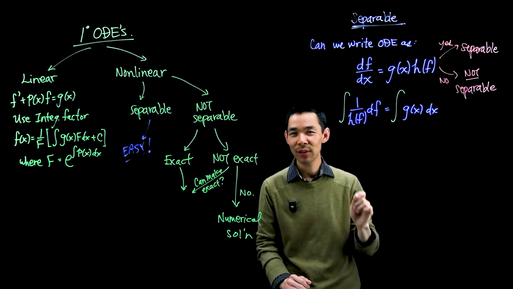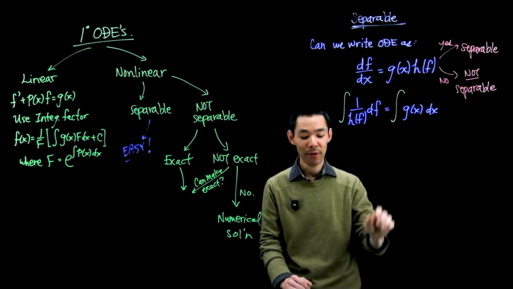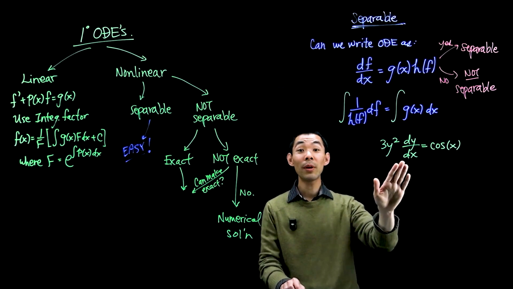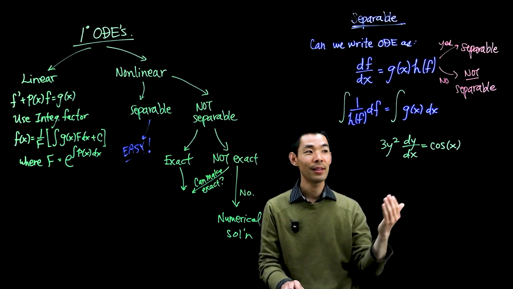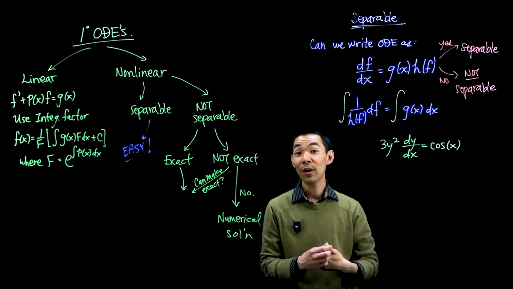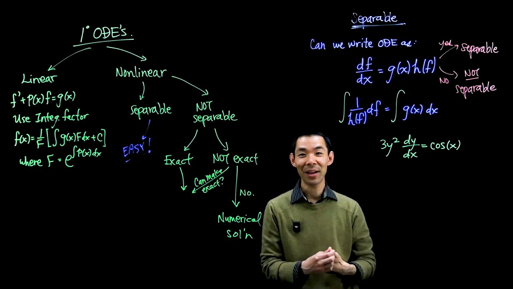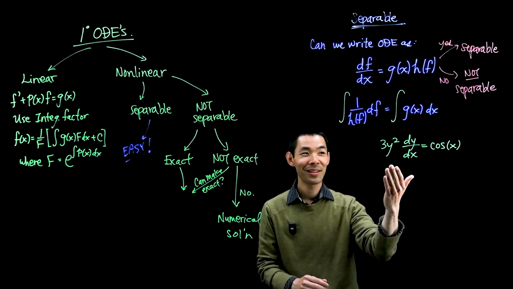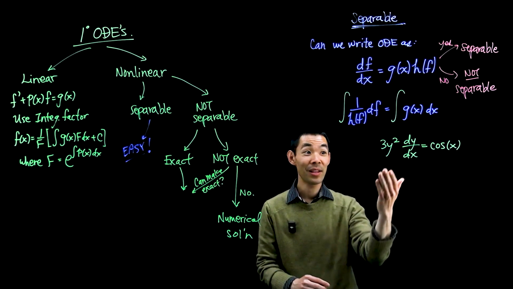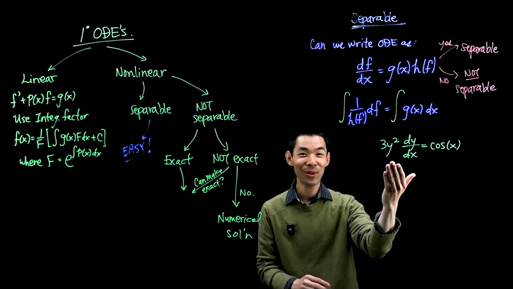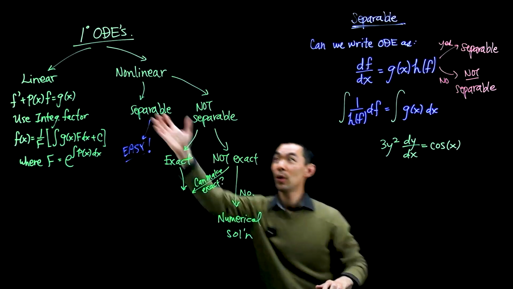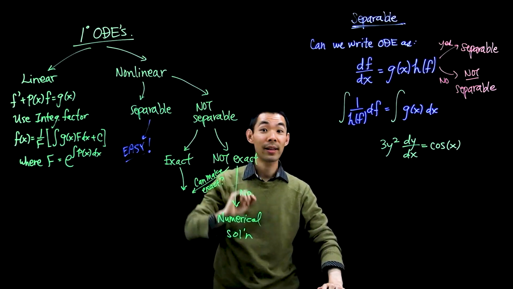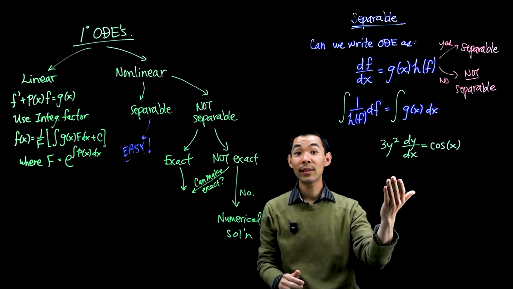Let's do an example to solidify this solution procedure. OK, suppose you wanted to solve this equation. 3 times y squared dy dx is equal to cosine x. The function you're looking for is y, which depends on x. Clearly, it's a first-order equation. It's nonlinear because you have y squared, and y squared is multiplied against dy dx. So we're definitely on this right-hand side of the branch, but we can separate them.